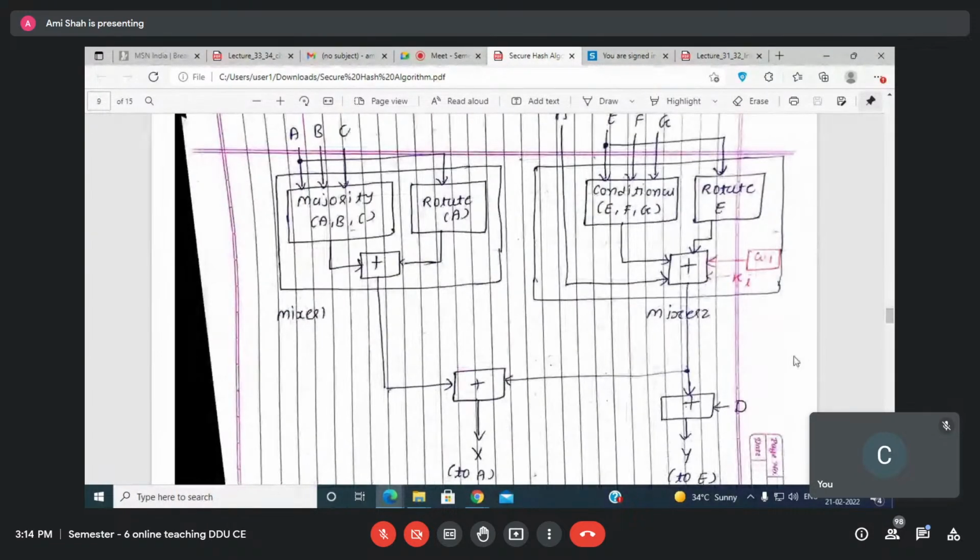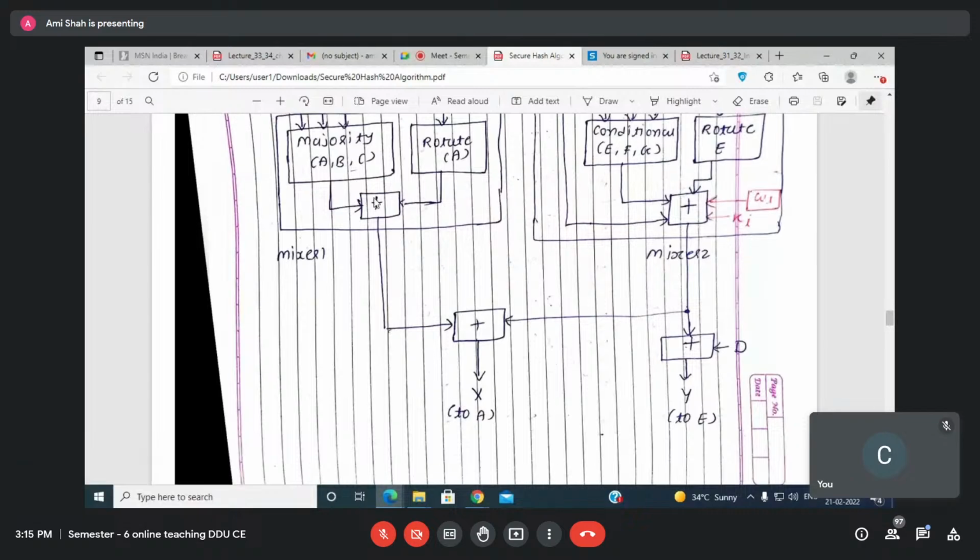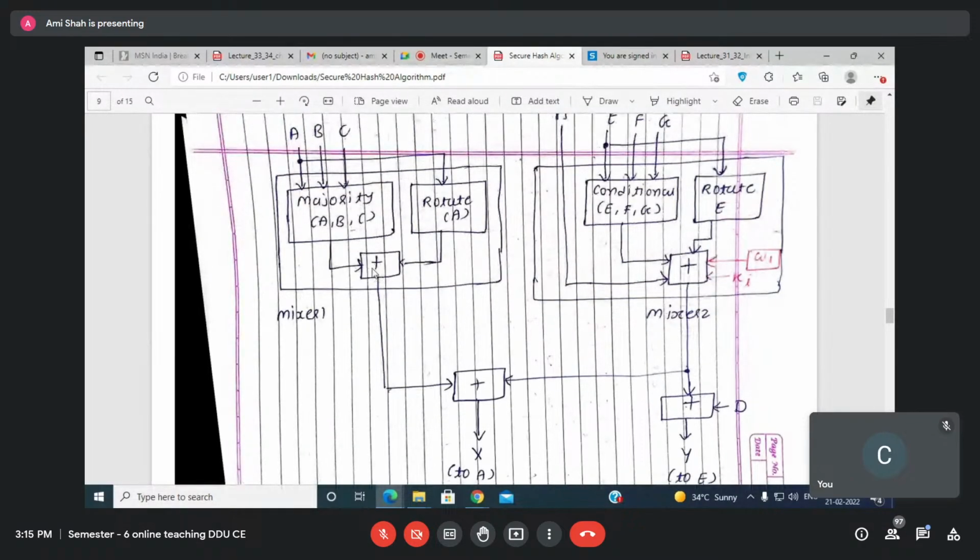Now see this figure again, you have to remember this figure. In this figure I will explain each and every concept. There is a majority function. In that, ABC are the parameters, rotate, and this sign means addition modulo 2 raised to 64 is performed. Then this is mixer 1, this is mixer 2, where the conditional operator is done, and then finally whatever value you are getting after mixer 1, from mixer 2.